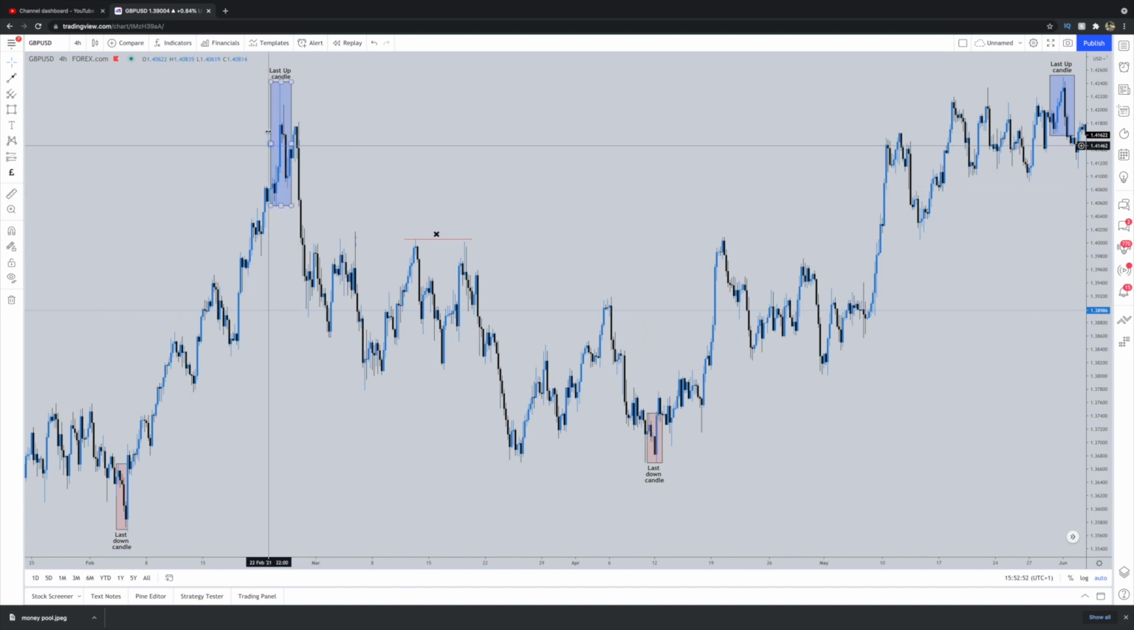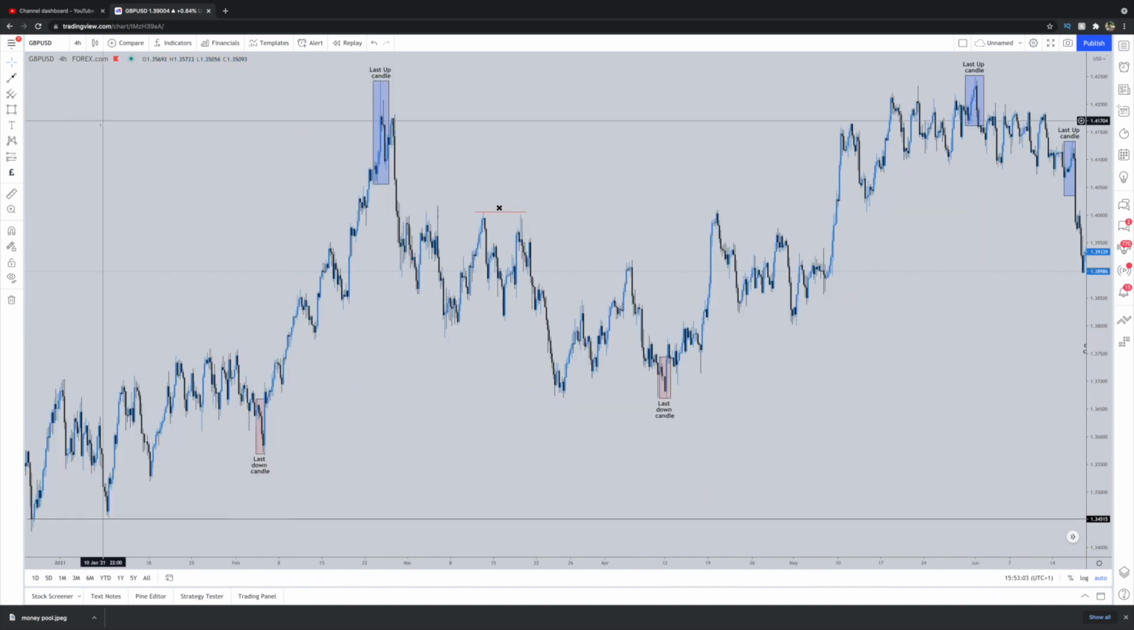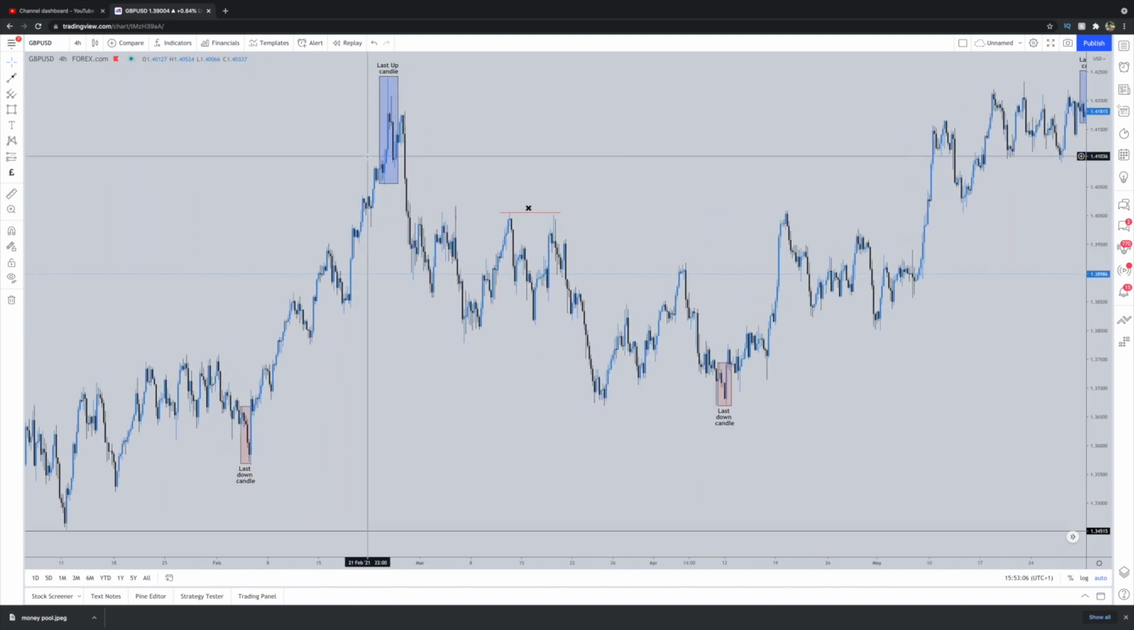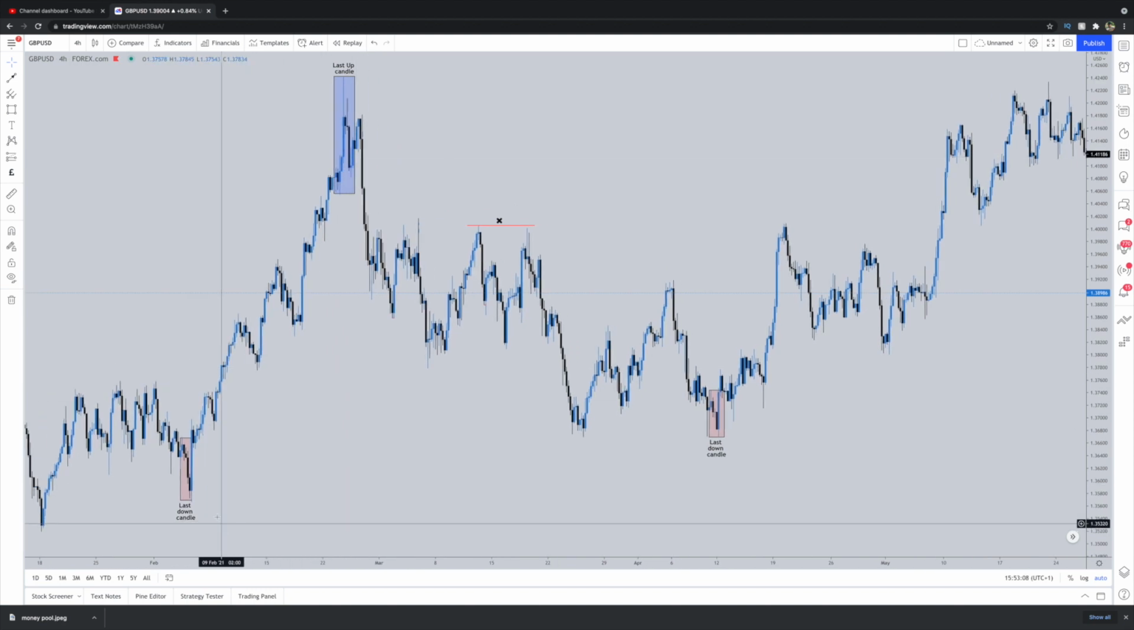This last up close candle over here, we took out all the liquidity that was resting in this area over here. So now what have we done? We've identified our range. We've identified our swing points, our major swing points. We have the swing low and we have the swing high. So that means no matter what happens within this range, it does not change the market structure.